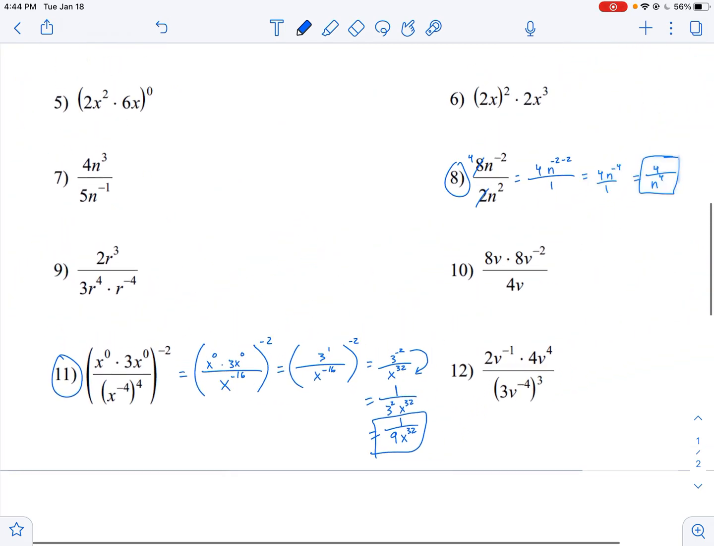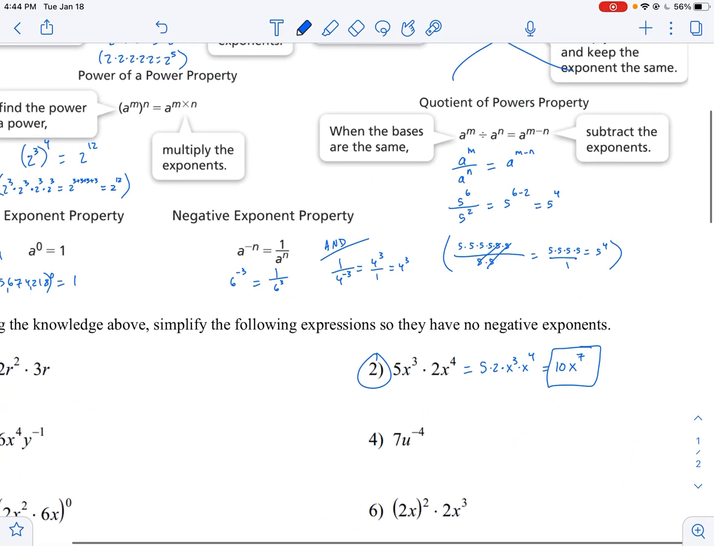That's how you get started on your exponent properties. With these other ones, just practice your exponent properties, see if you can get them simplified, no negative exponents at the end, and good luck.